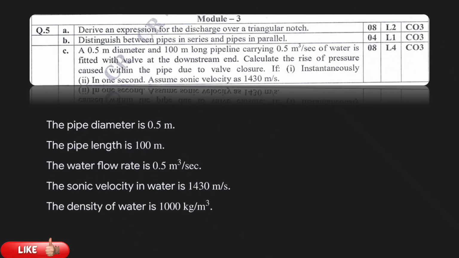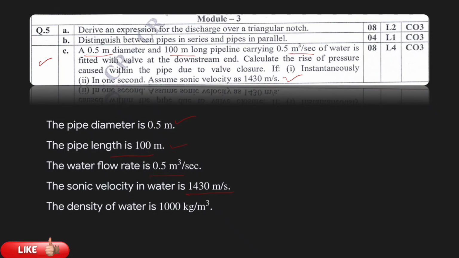Module 3, question number 5C. This is the given data. For this question, the given data are pipe diameter is 0.5 meter, pipe length is 100 meter, Q discharge is equal to 0.5 cubic meter per second. Then sonic velocity is 1430 meter per second.